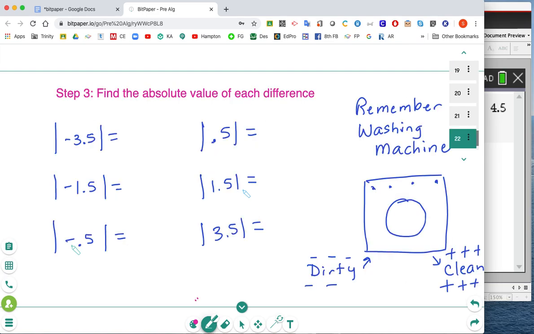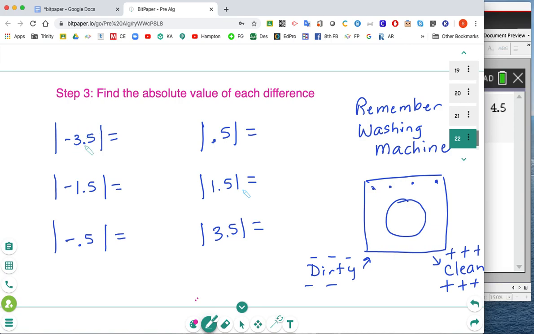My next step is that I have to find the absolute value of each of the differences. When we find the absolute value, you're going to see absolute value signs. They're just 2 lines that go around the number. This says, find the absolute value of that number.